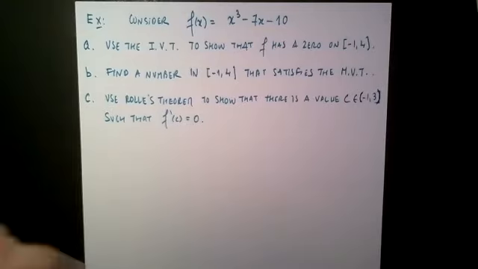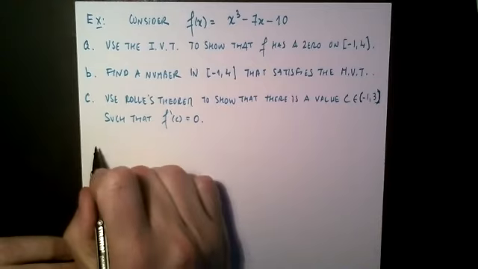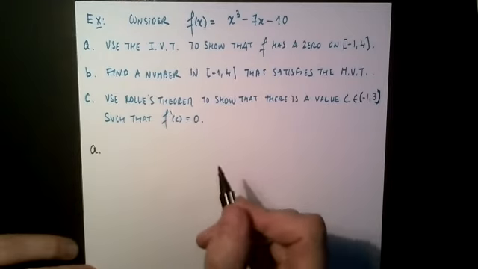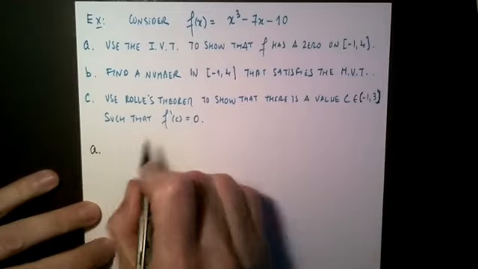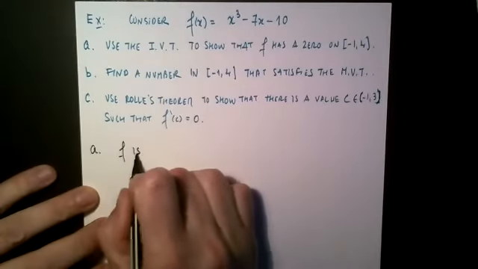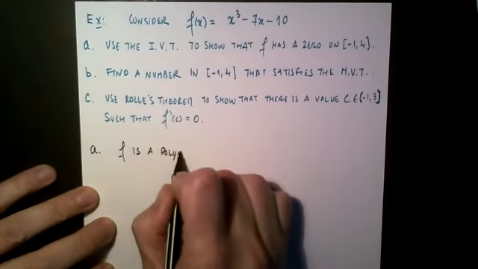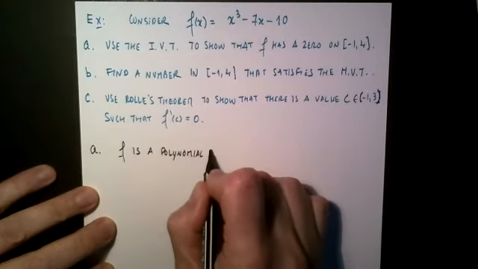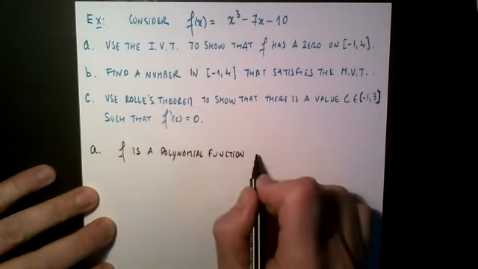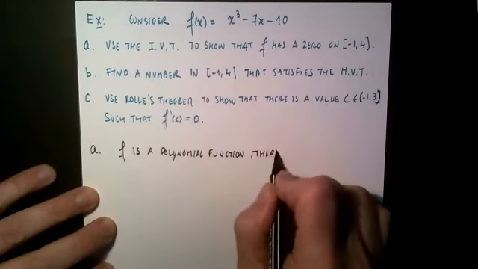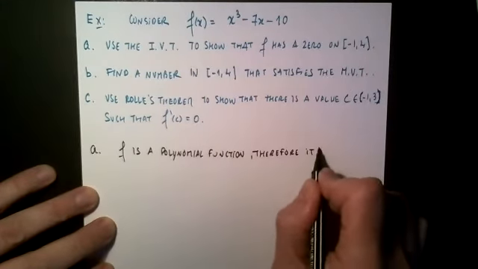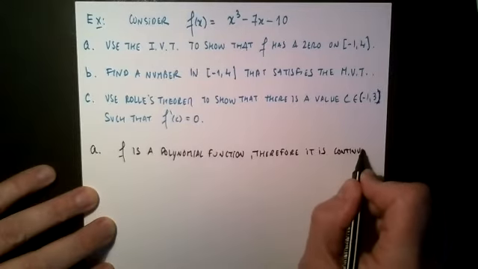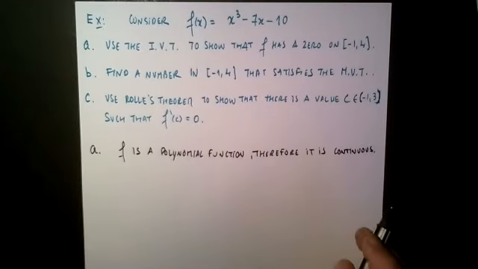Okay, first question, use the intermediate value theorem to show that it has a 0 between -1 and 4. So A. What we're going to do is check that f is continuous. f is a polynomial function, therefore it is continuous. Every polynomial function is continuous. There's no denominator, there's no square root, there's no issue. No restriction on the x, so it's continuous, it's even differentiable.